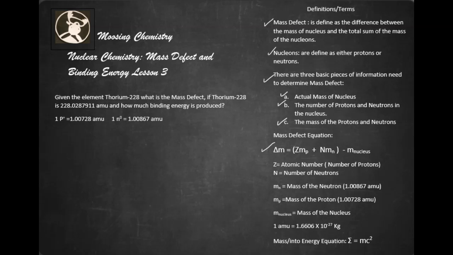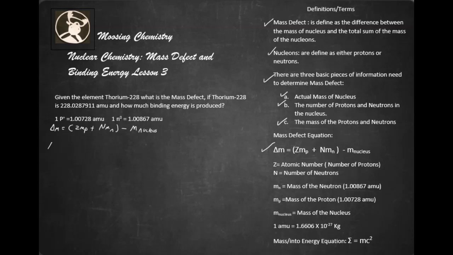Alright, so let's go ahead and set the equation up. We write delta M equals Z M_P plus N M_N minus M nucleus.